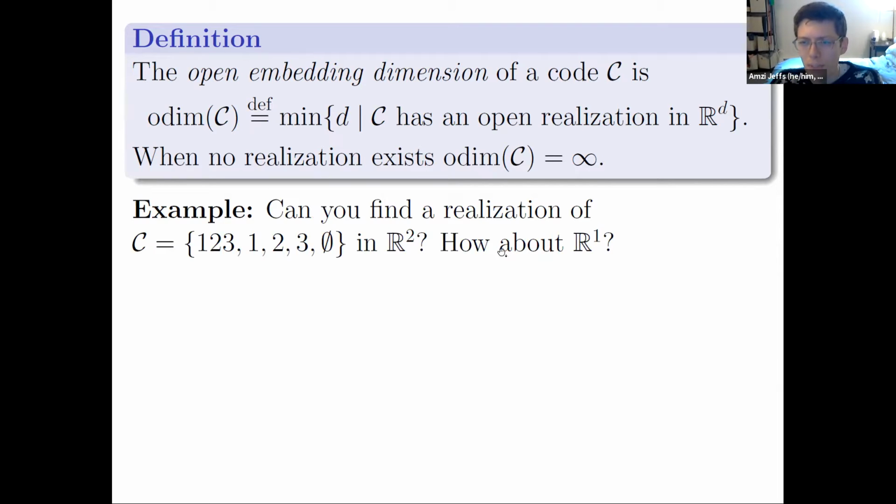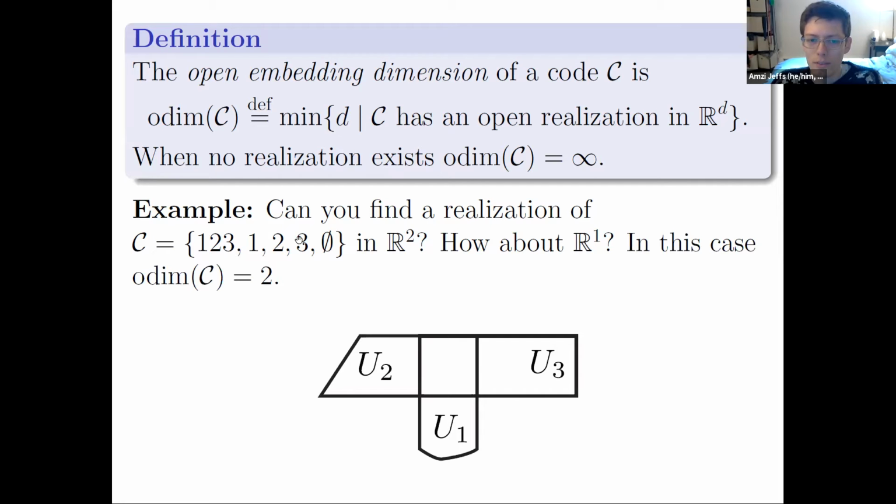And here's a code that looks really similar. It's still 3 neurons. I've got 5 code words. And it turns out this one I can do in R2 with the following picture. I have these 3 kind of flaps that meet in a square. In this square, I get the code word 1, 2, 3, where all the sets meet. Outside, I get 1, 2, and 3 as singletons, and then the empty code word. And I can't flatten this one because I kind of need this second dimension to extend a piece off. So here the open embedding dimension is 2.